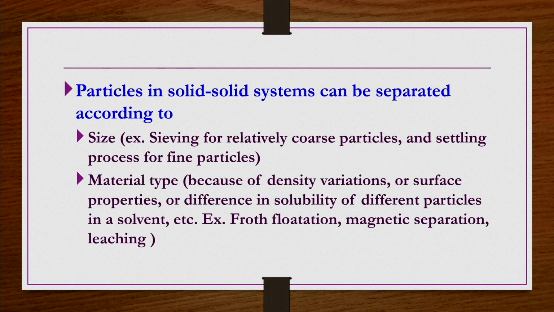Then there is material type, because density variations, surface properties, or differences in solubility of different particles in a solvent have very important relevance to the separation process. So the material type is another important way of separating the particles in solid systems. Some examples based on material type are froth flotation, magnetic separation, and leaching. These are based on the material type that we use for the separation of these solid systems.